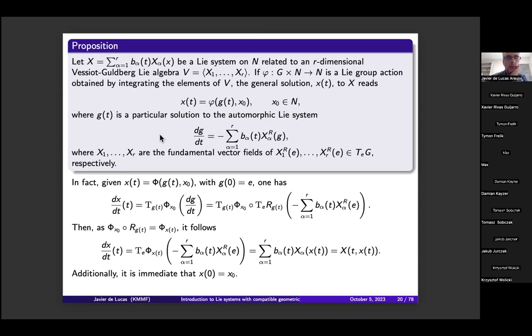Okay, so let us continue. This theorem tells you that you can obtain the general solution out of a certain particular one, okay? So let us prove this. Imagine that you have a certain particular solution g(t), and imagine that this is the particular solution which satisfies that at t equals 0, it gives you the neutral element.